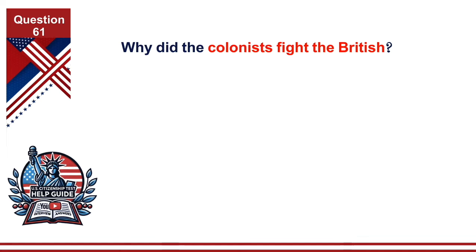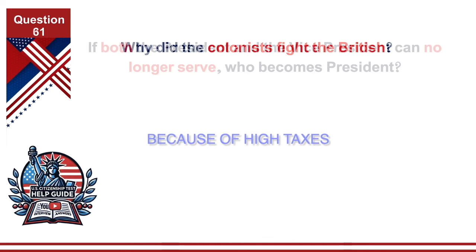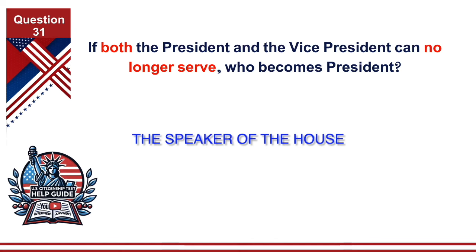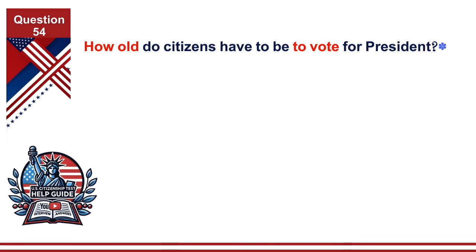Why did the colonists fight the British? Because of high taxes. If both the president and the vice president can no longer serve, who becomes president? The Speaker of the House. How old do citizens have to be to vote for president? 18 and older.